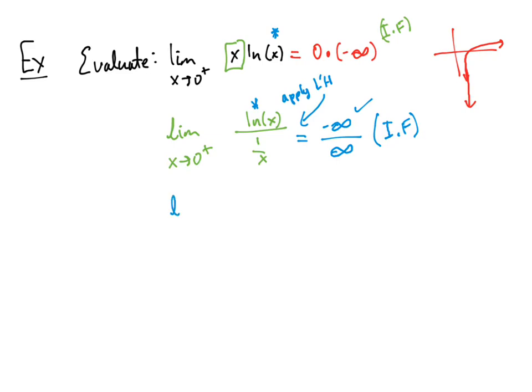So we're going to say the limit as x goes to 0 from the right-hand side. The derivative of the numerator, the derivative of ln of x, is 1 over x. The derivative of the denominator, well, 1 over x, it might be nice to think of this as x to the negative 1. And we apply the power rule. We're going to have negative 1 times x to the negative 2 power. So this is negative 1 over x squared.